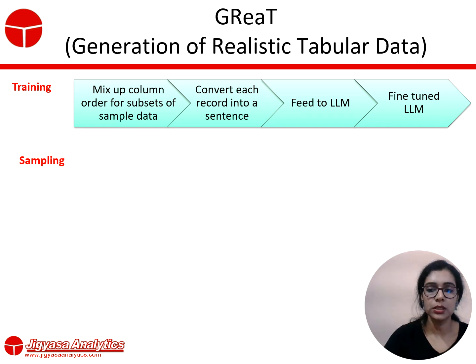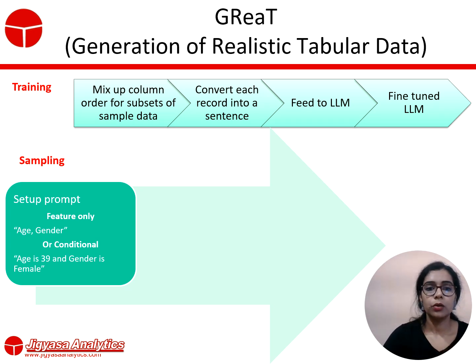Let's come to the sampling phase. In the sampling phase, when generating synthetic data, we begin by setting up a prompt. This is useful for scenario testing and control experimentation. This can be done in two ways, feature only and conditional prompting. In feature only, just specify the column names like age and gender, and in conditional prompting, provide the fixed values like age is 39, gender is female to guide the generation.